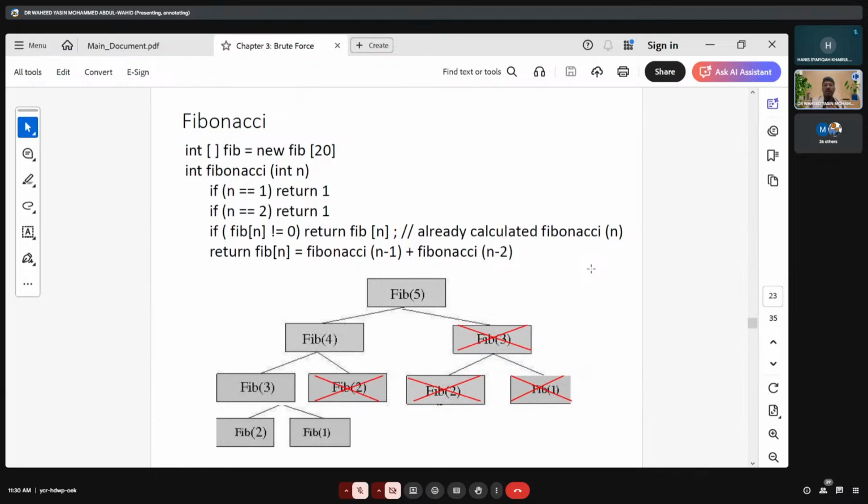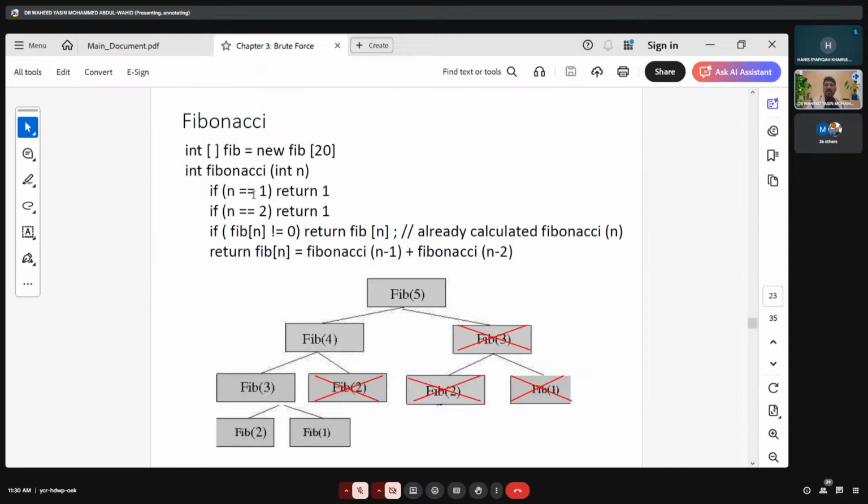So how to solve this one? If Fibonacci n equals 1, return 1. If n equals 2, return 1. If Fibonacci n is not equal to 0, return fib n, already calculated. Otherwise, return Fibonacci n minus 1 plus Fibonacci n minus 2. So here, in this algorithm, I will solve the problem of Fibonacci. No need to calculate this one again. With this algorithm, no need.